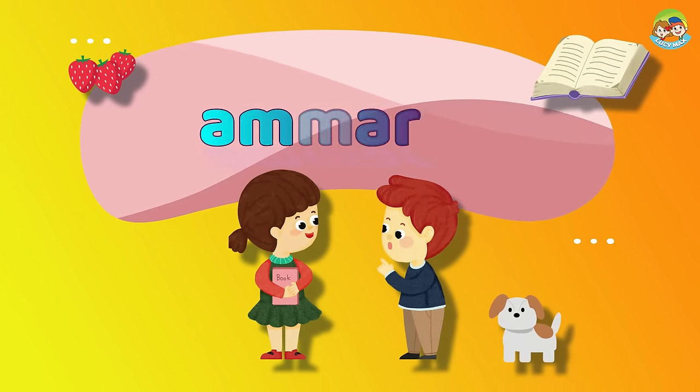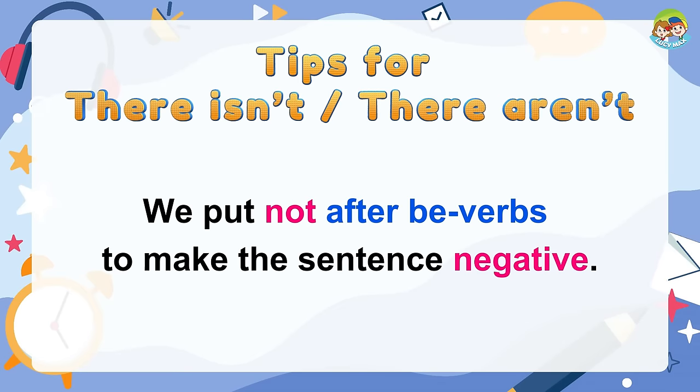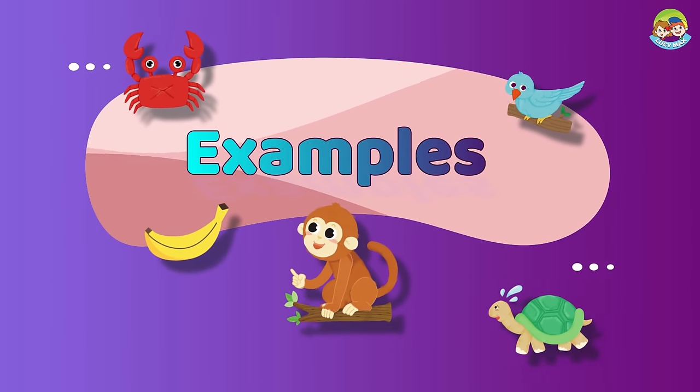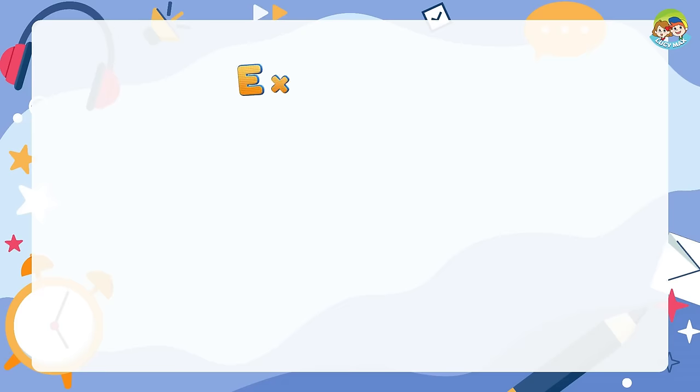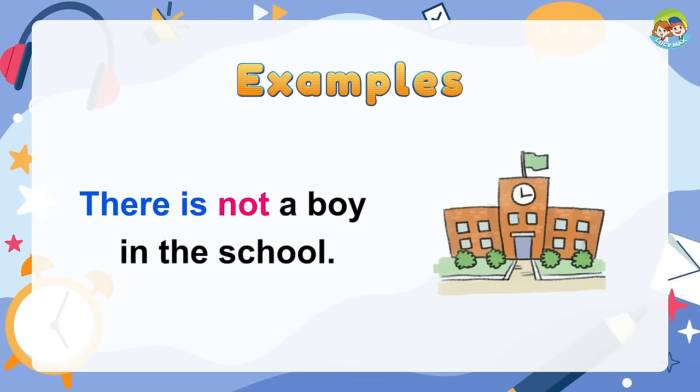Grammar tips. We will look at tips for there isn't, there aren't. We put the word not after be verbs to make the sentence negative. Examples. Let's look at some examples. There is not a boy in the school. You can see not is after the be verb is.